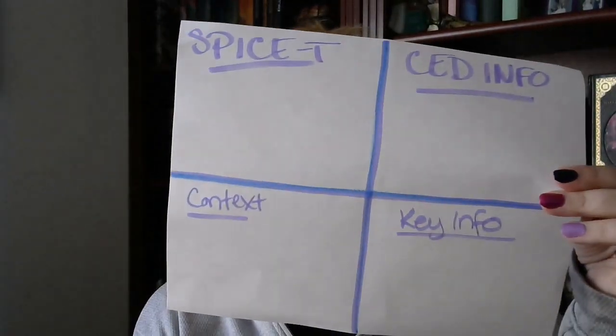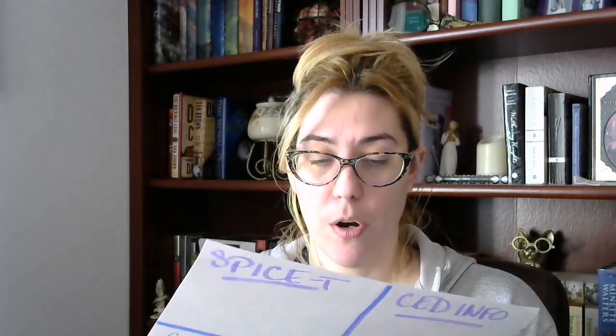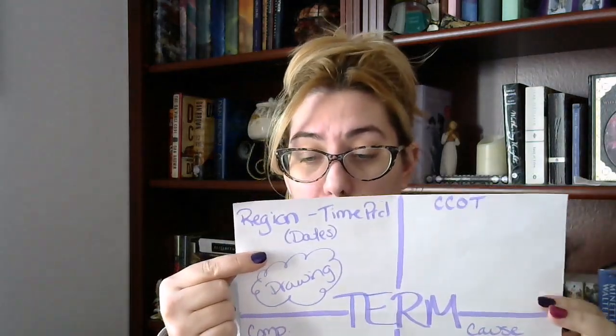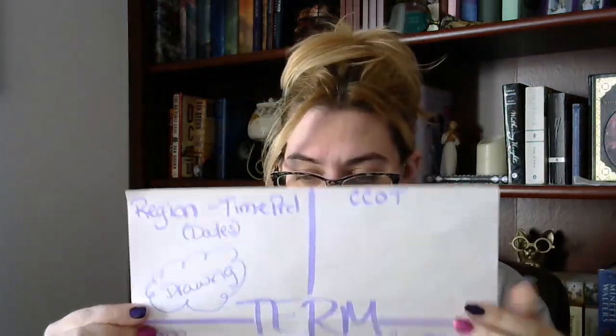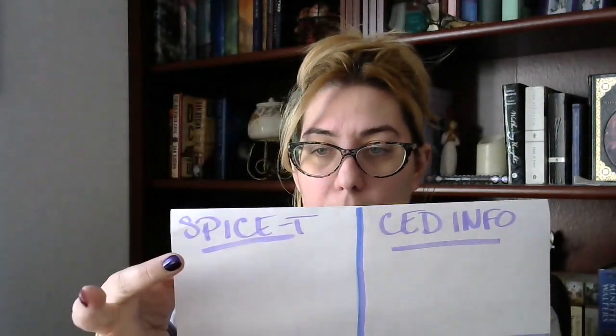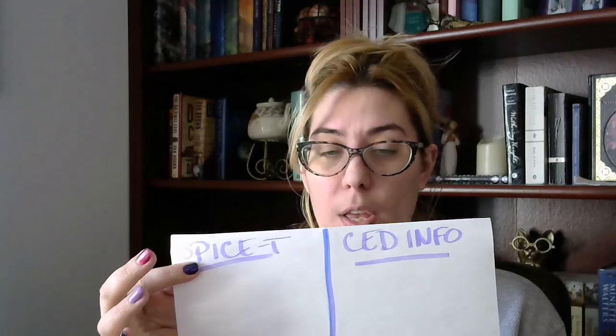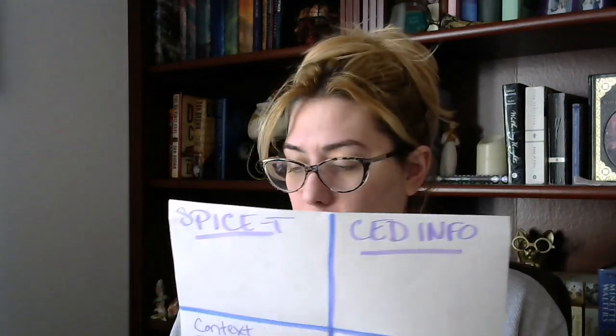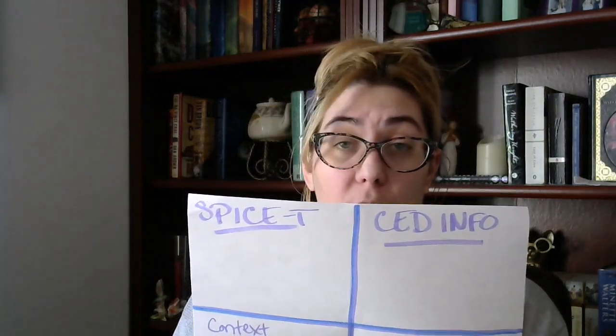So when you do your video and you start making your note cards, what you'll instantly be able to do is the region, time period, the term, the key info, and maybe start the SPICE-T and the CED info. You can do that too. And maybe start some of the context. But the C's, you're going to be filling in as you learn more.